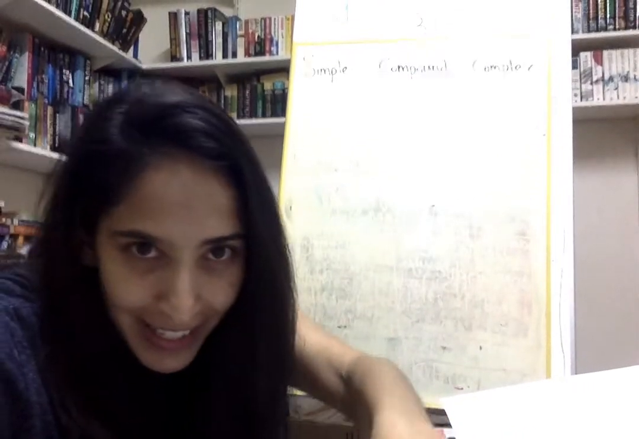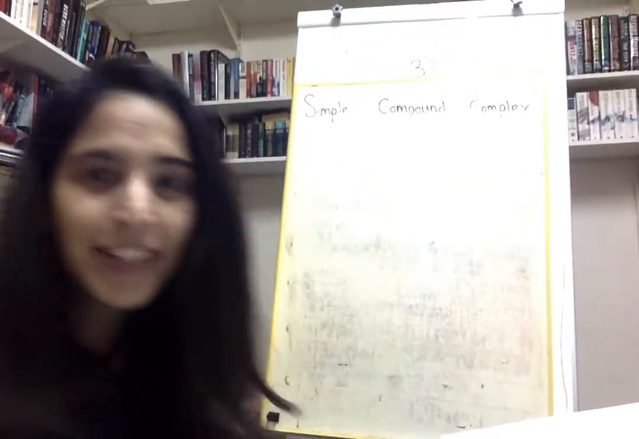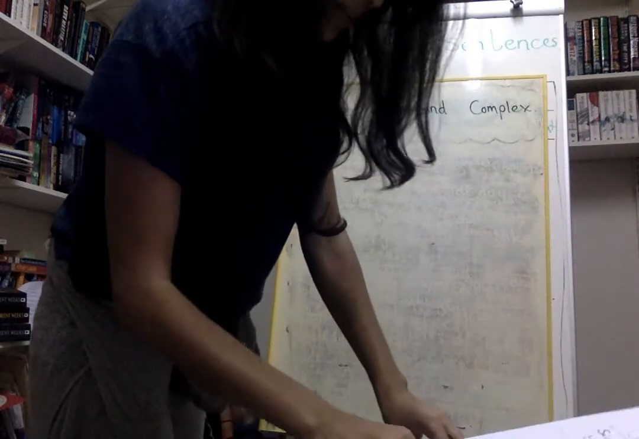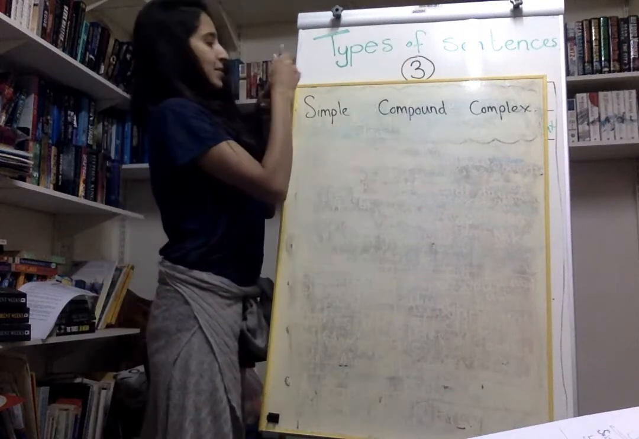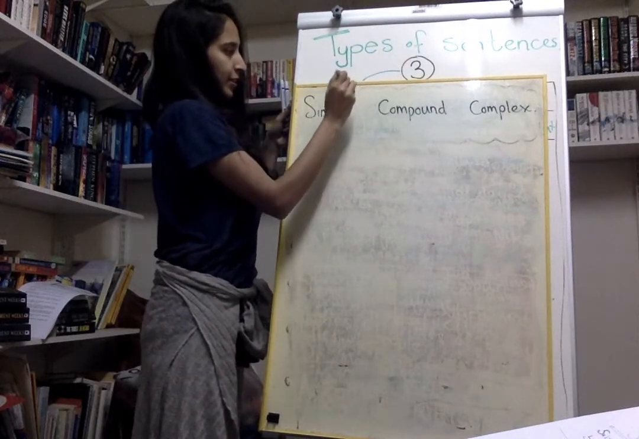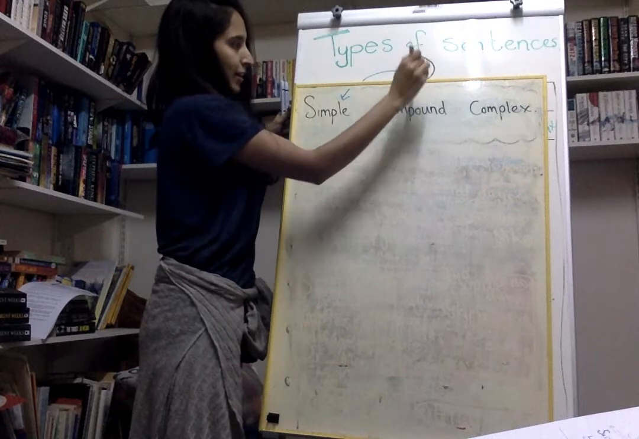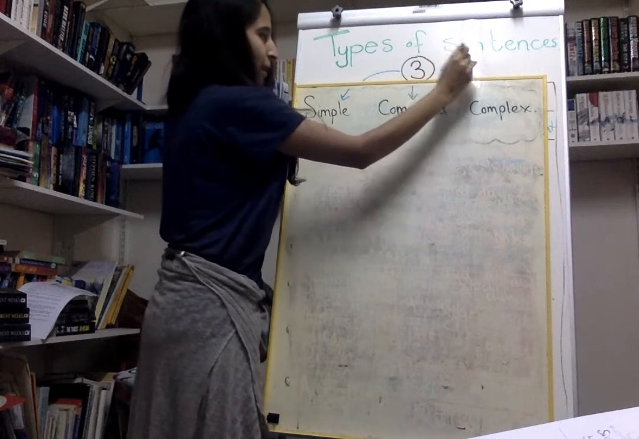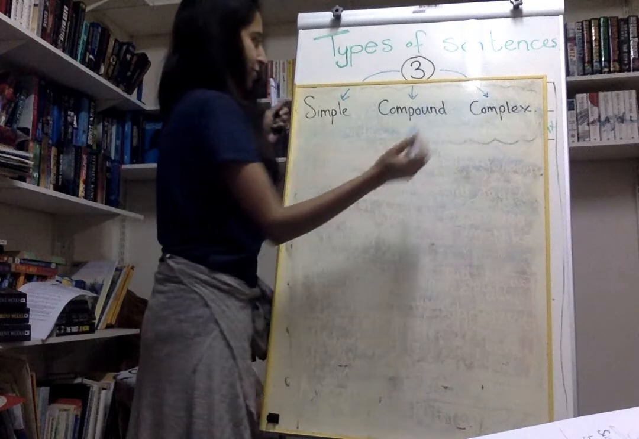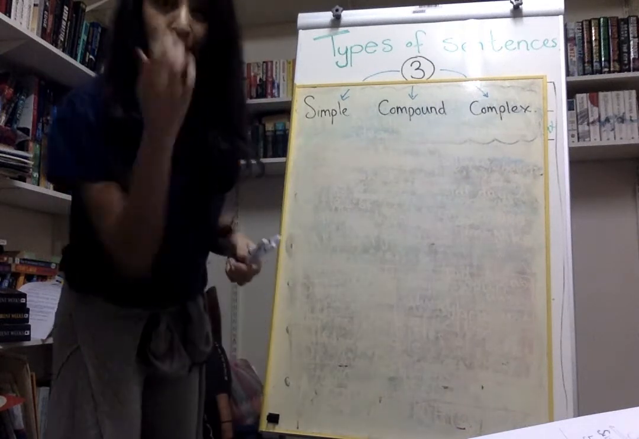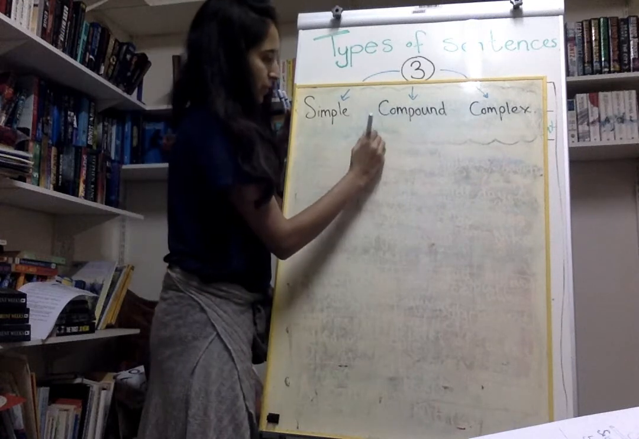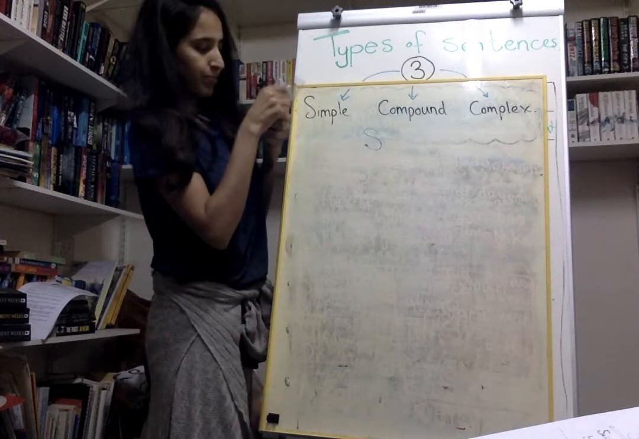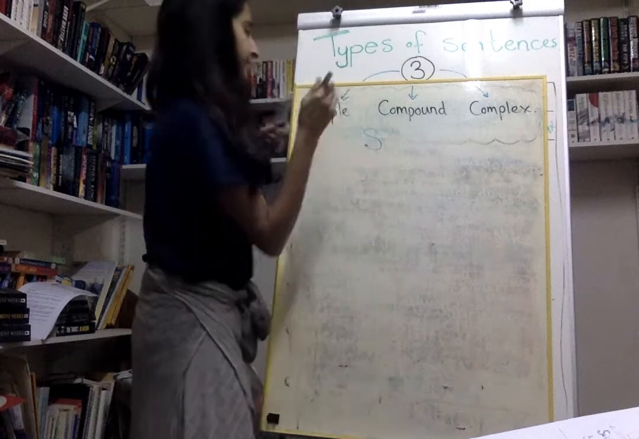The 3 different types of sentences that we are focusing on are, as we've spoken about, simple, compound, and complex. What do these things mean? Let's first start off with our simple sentence.